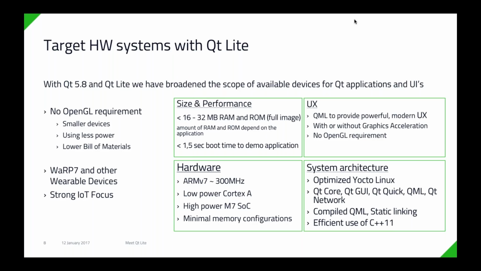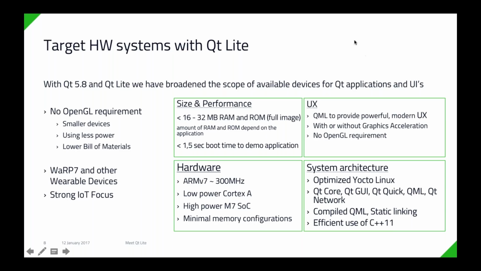Compiled QML, static linking, efficient use of C++11, these are the things that make it powerful to use. And then here there's a list: Qt Core, Qt GUI, Qt Quick, QML, and Qt Network. These are the modules that we've had the most focus on so far, and Lars can probably explain in much more detail what we've done there and what that enables you to do.